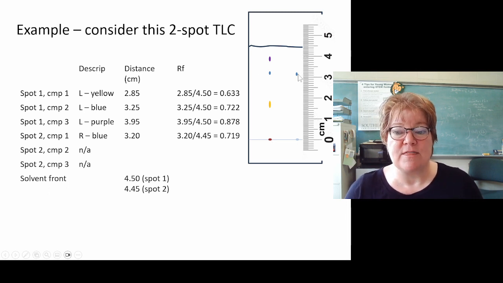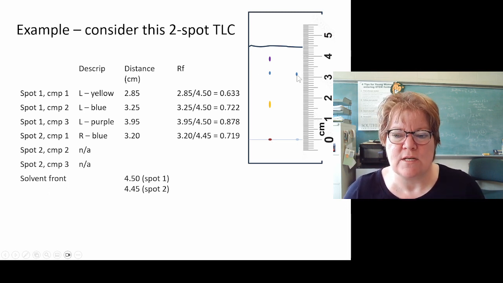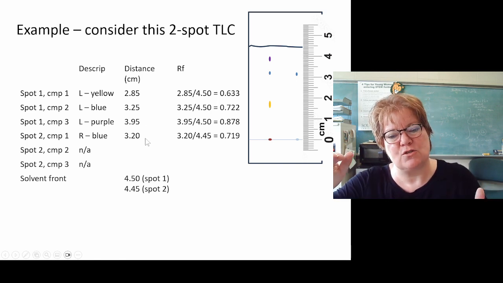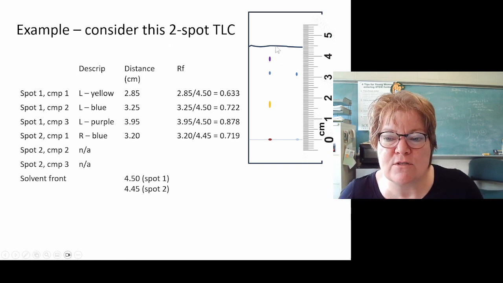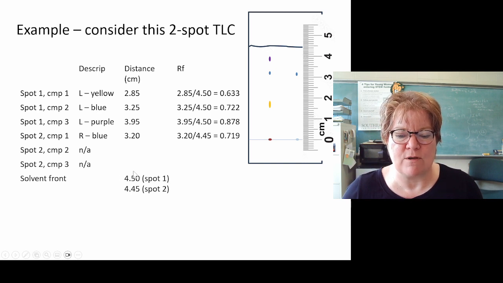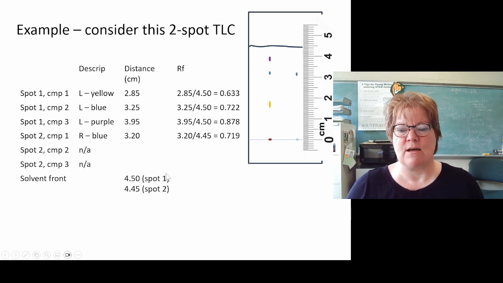Note that on this particular example that I used, this blue spot isn't quite the same as this blue spot. So it's 3.20, where the one on the left is 3.25. The one on the right is a little bit shorter, so it's 3.20. But also notice my solvent line's a little wonky, and that happens. It's legit. So if I measure the solvent line here, it's at 4.50. But if I measure it here, it's at 4.45.